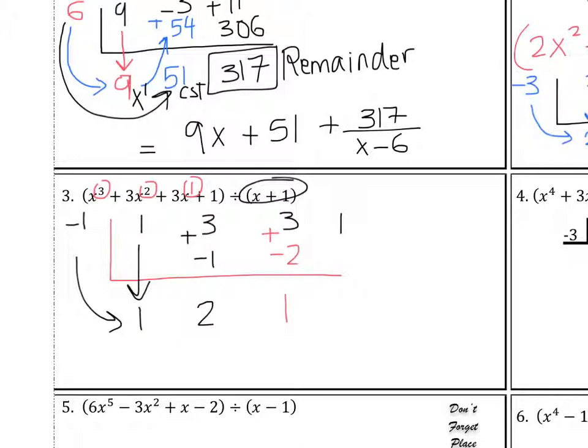And then negative 1 times 1 would be a negative 1. Add, and you get a 0. In this case, my remainder is a 0. Always box the last number. That's your remainder. So my answer, again, is going to go 1 power down.